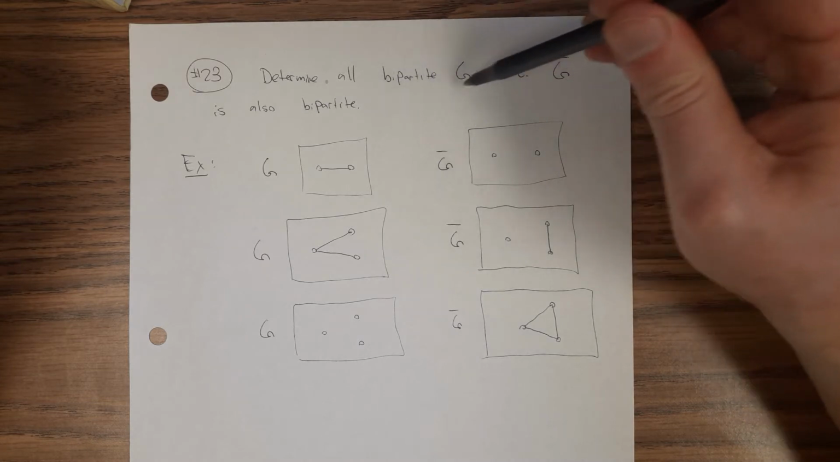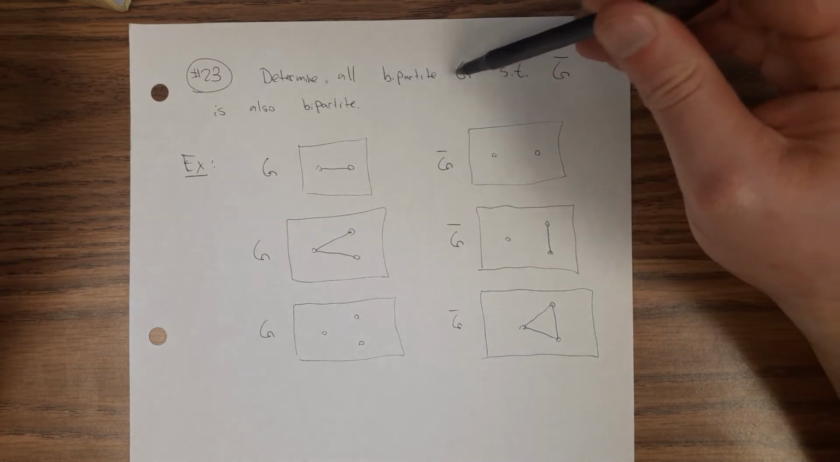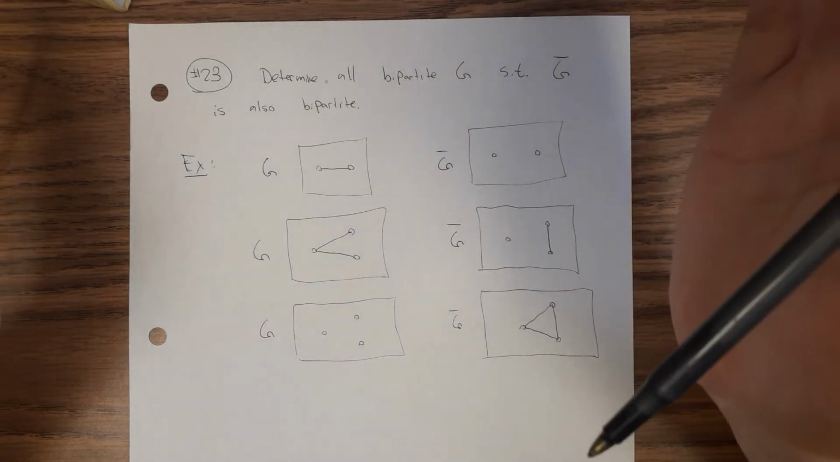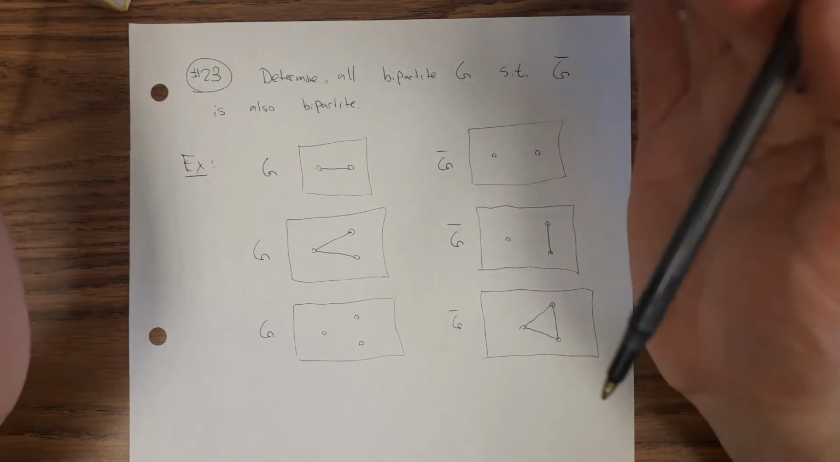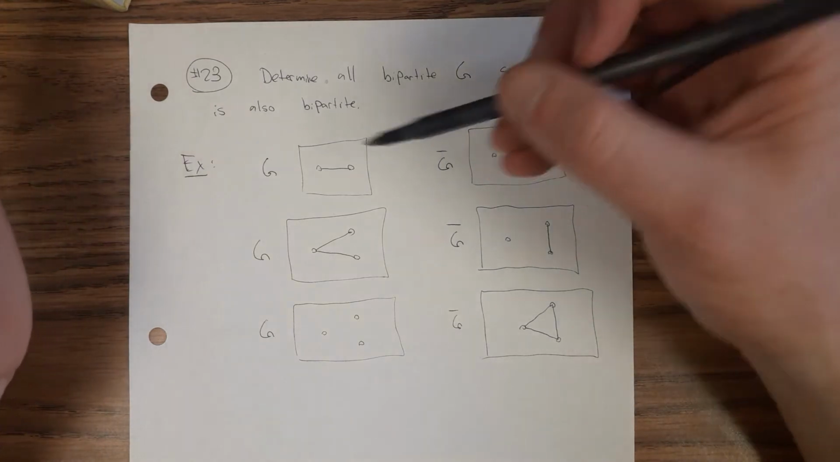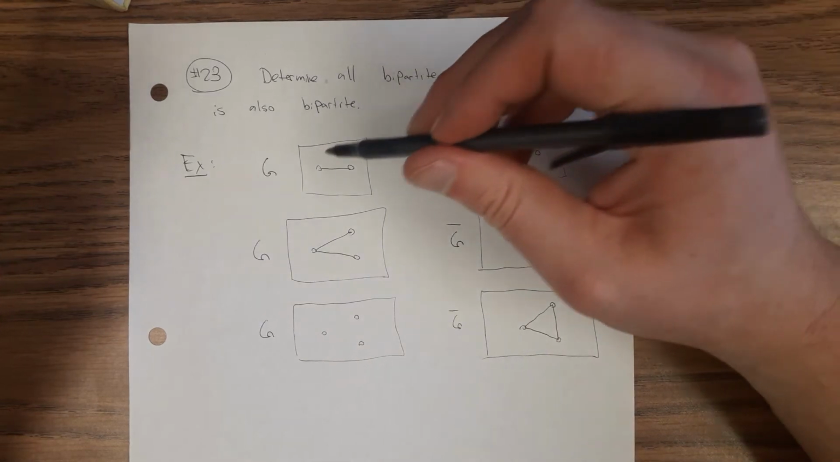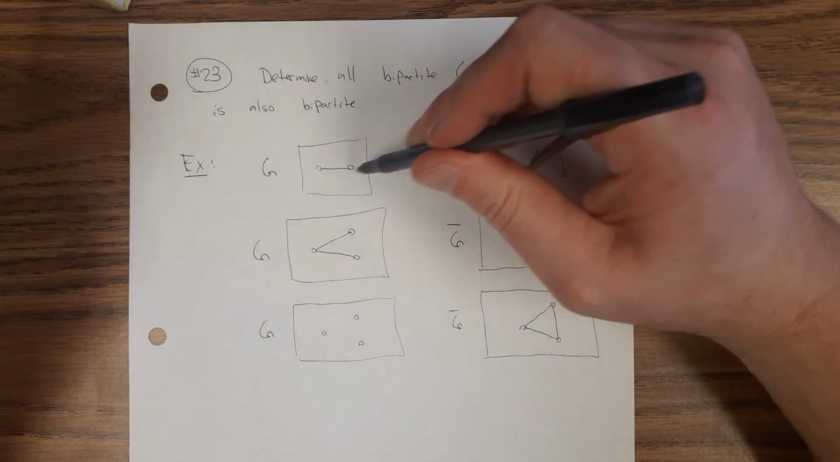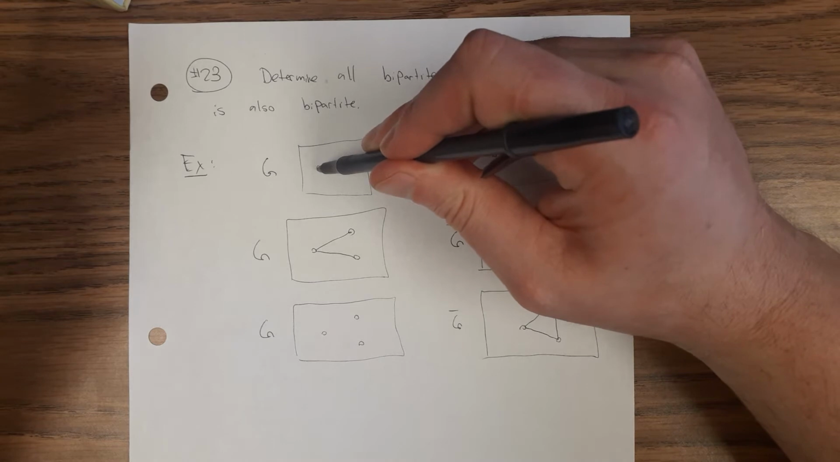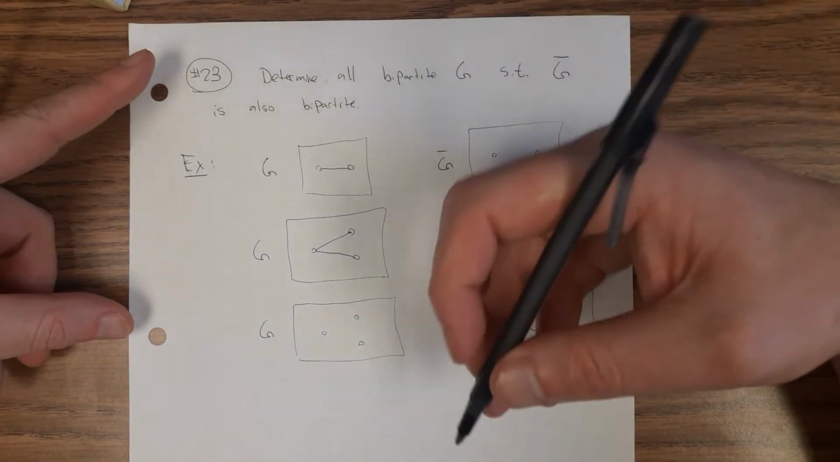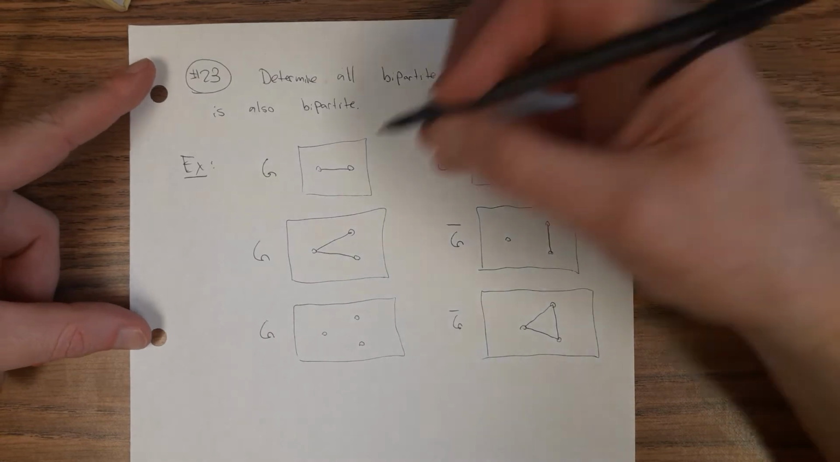So if you recall the definition of a bipartite graph, it's a graph whose vertices can be split into two sets, two non-overlapping sets, such that all of the edges of the graph go in between one set and the other set. Every edge in the entire graph has one end in one set and the other end in the other set. I usually call the two sets A and B.